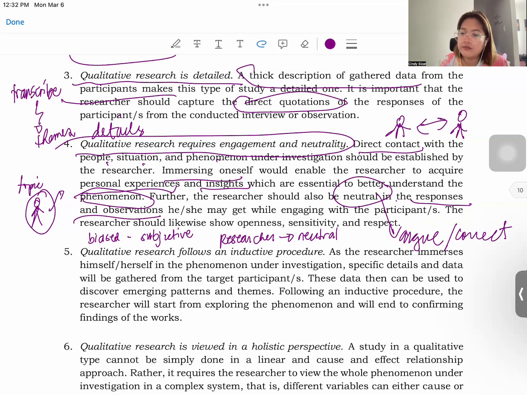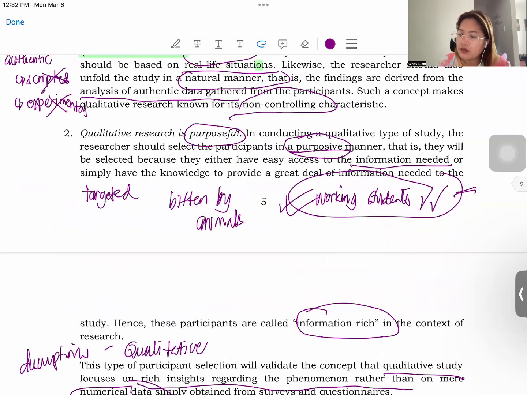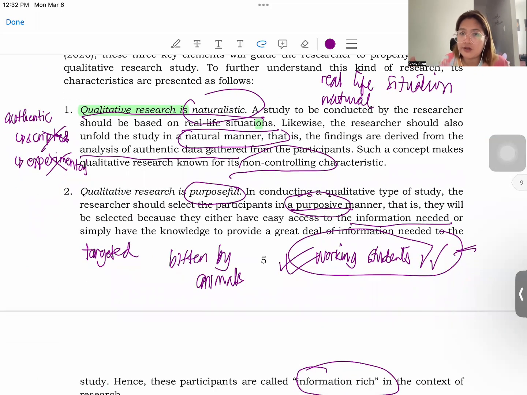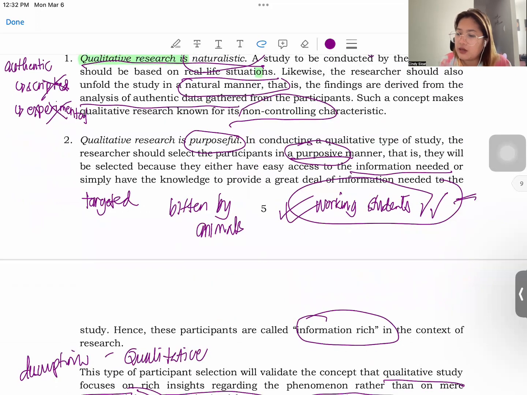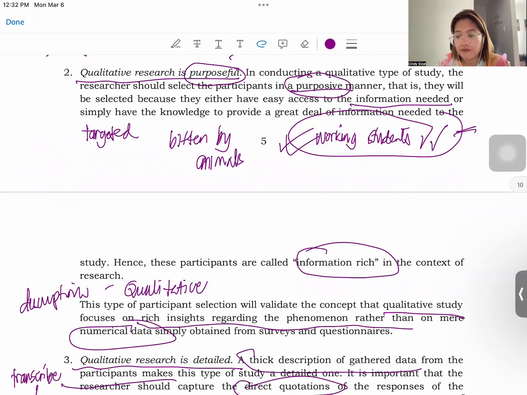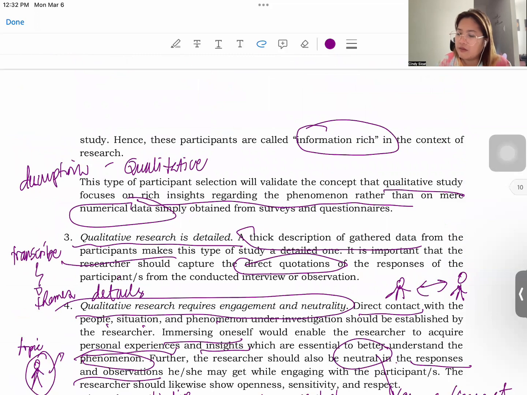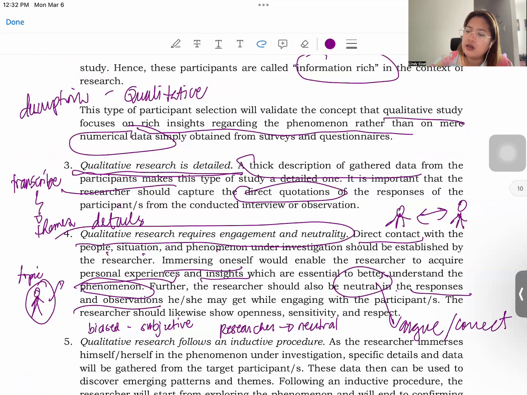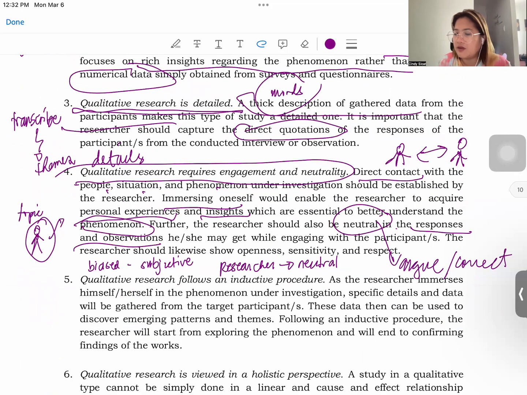So clear tayo dito. Balikan natin ha. Quantitative research is naturalistic. It transpires in a natural setting. Qualitative research is purposeful. Talagang pili yung pwede mong interviewin based on the parameters that you have established. Qualitative research is detailed. Okay? Napaka-detailed niya in a sense na there are lots of words. Okay? Word, diba? Kumbaga madaming words. And then, qualitative research requires engagement and neutrality.